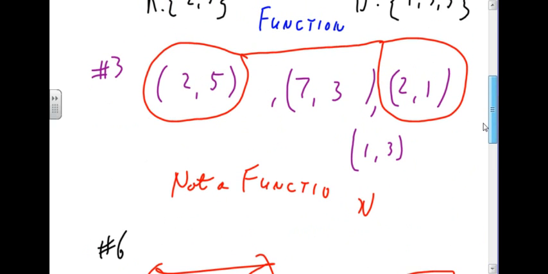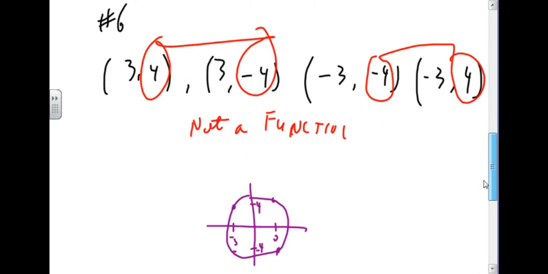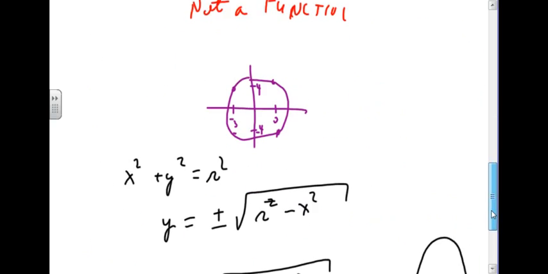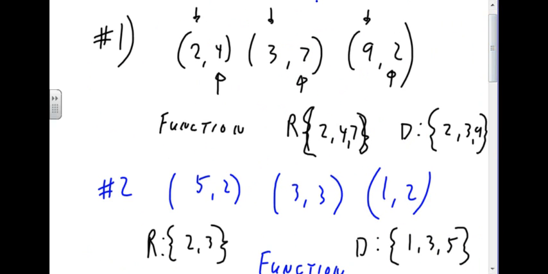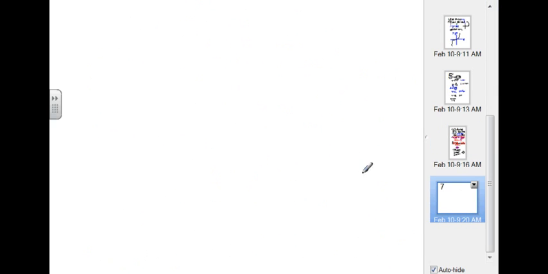We don't need a range and domain if there's no function involved, so it doesn't make any sense to even write it down. Okay, there we go. Now we answered all those questions, and we're ready to do number 15.